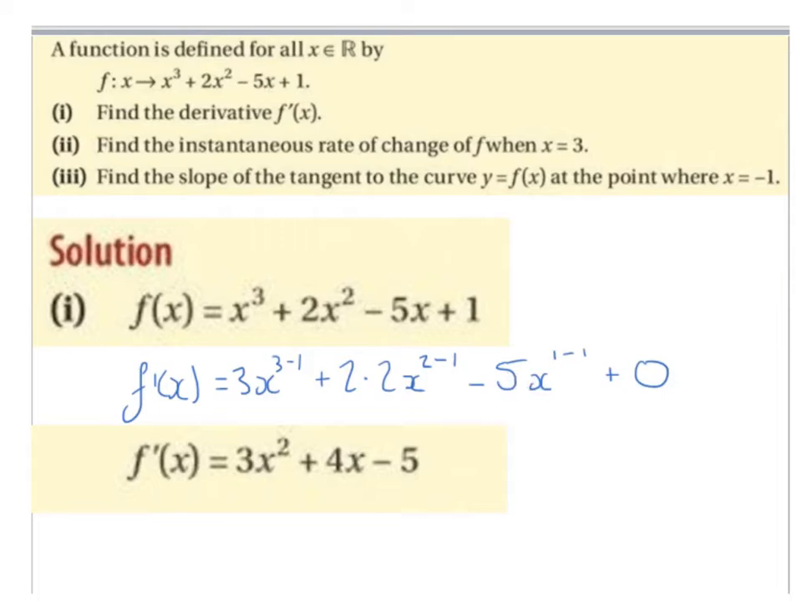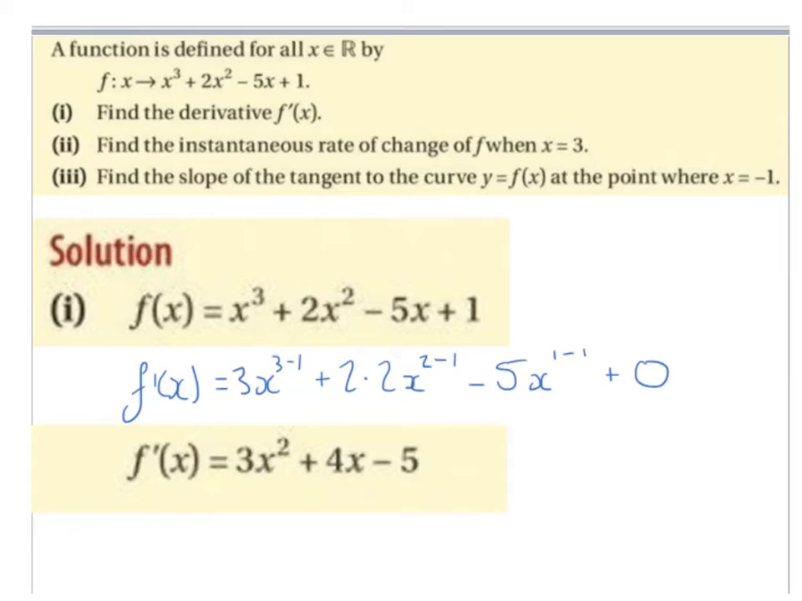Minus 5x to the power of 1 minus 1. So x is really x to the power 1. So if you're bringing 1 down in front, 1 multiplied by minus 5 will just give you minus 5. So you don't necessarily have to write it in. And then the derivative of 1 is just 0 because there is no x value, so we can't differentiate it.